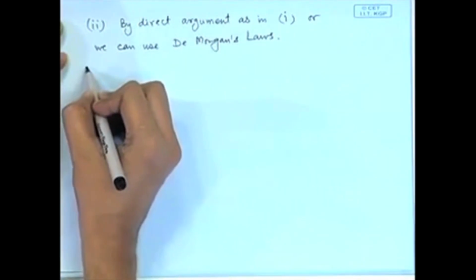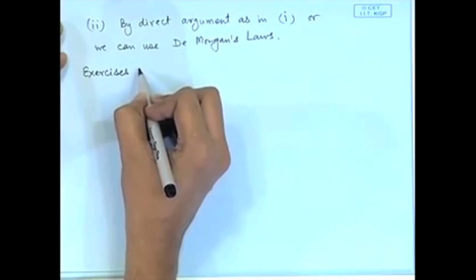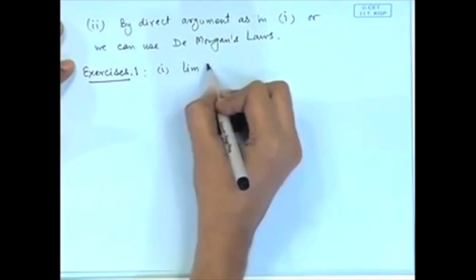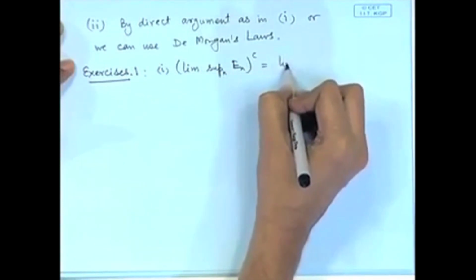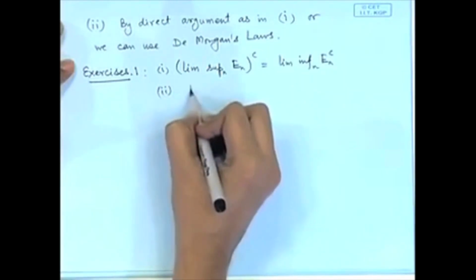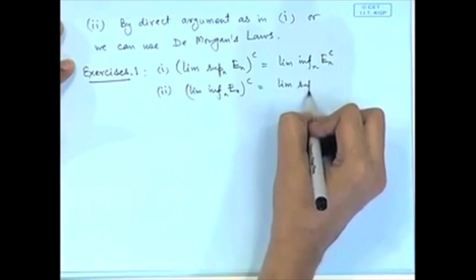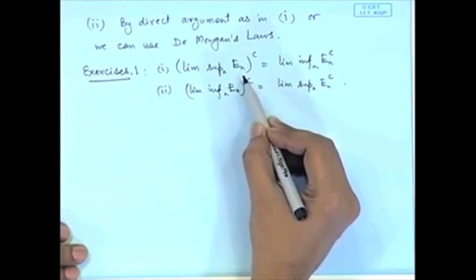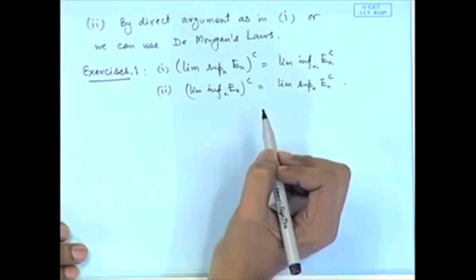Let me state as exercises a few more results which are related to the limit of a sequence of sets. For example, if I consider limit superior of a sequence of sets, and I take complementation of that, then it is equal to limit inferior of the complements of the sets. In a similar way, if I consider limit inferior of the sequence of sets and I take its complement, then it will be equal to the limit superior of the complements of the sets. The proofs will be almost trivial if we make use of lemma 1, which gave the representation of the limit superior and limit inferior, and make use of De Morgan's laws.